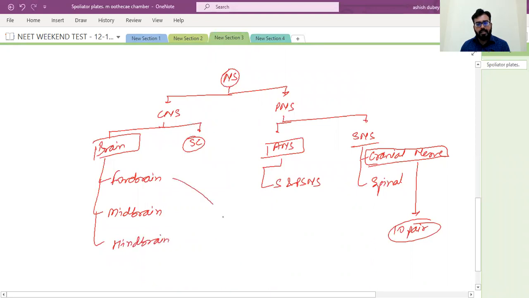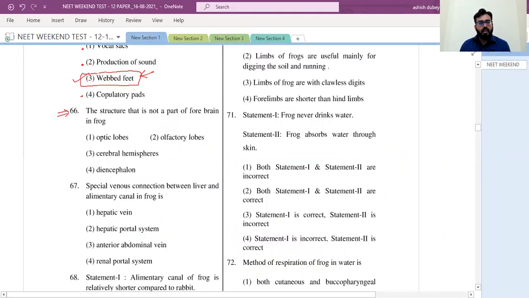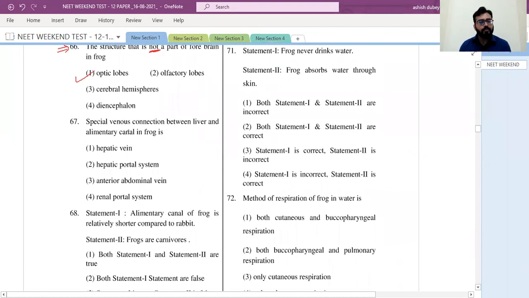Now the forebrain actually has 3 parts: olfactory lobes, cerebrum or cerebral hemisphere, and the diencephalon. While optic lobes are structures of the midbrain only. And that is our answer: optic lobes are not a part of the forebrain of frog. In the case of human beings, there are auditory lobes also.